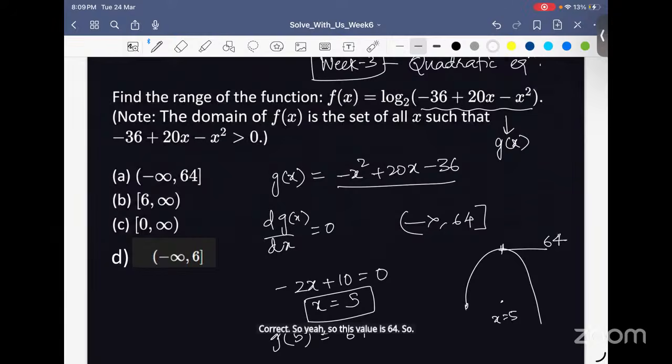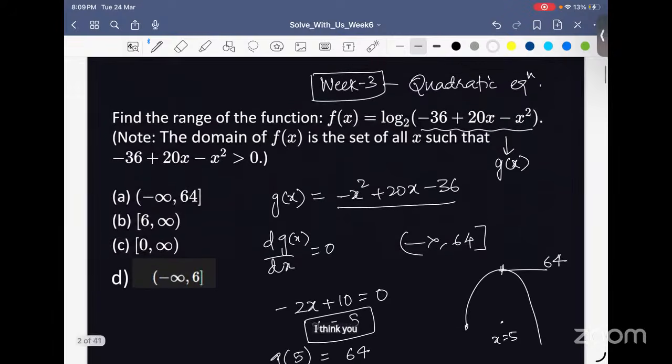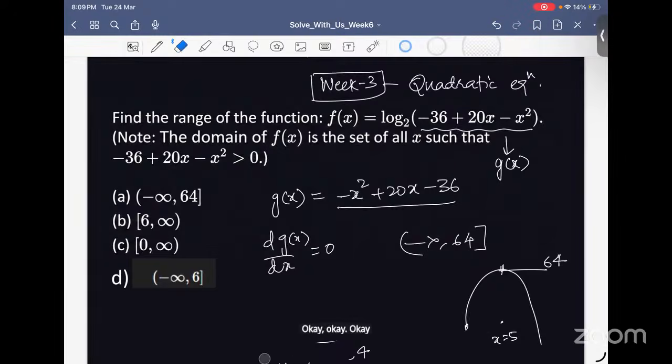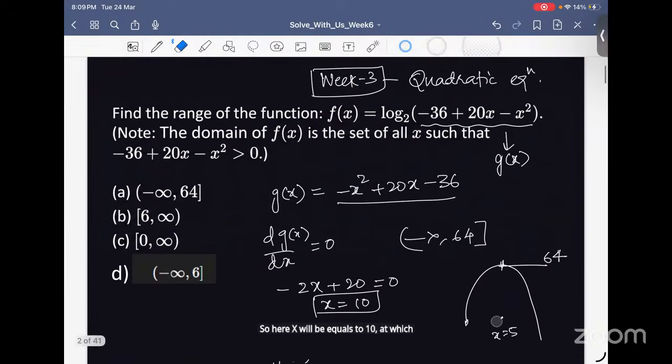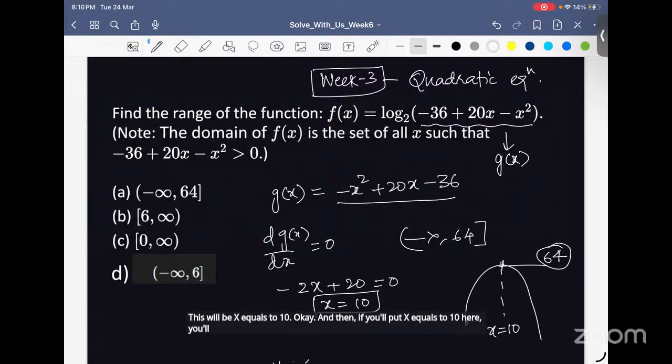I think you made a mistake while differentiating. It's 20, you have written 10. Yes, sir, that should be 20. Okay, sorry. So minus 2x plus 20 equals 0, so x equals 10. So x equals 10 is where the maxima will be attained. And if you put x equals 10 here, you'll get 64. This is correct, right?